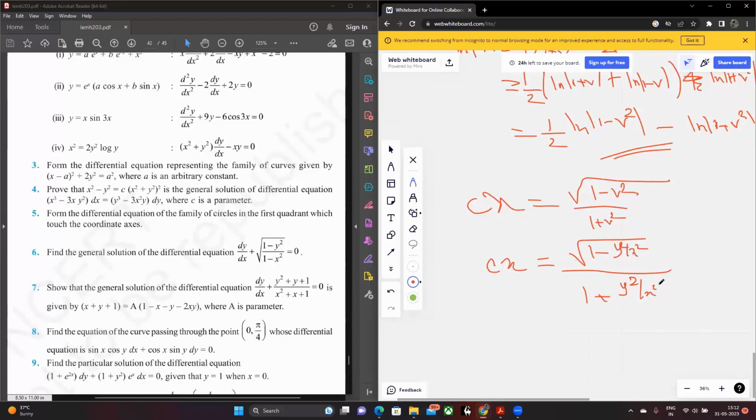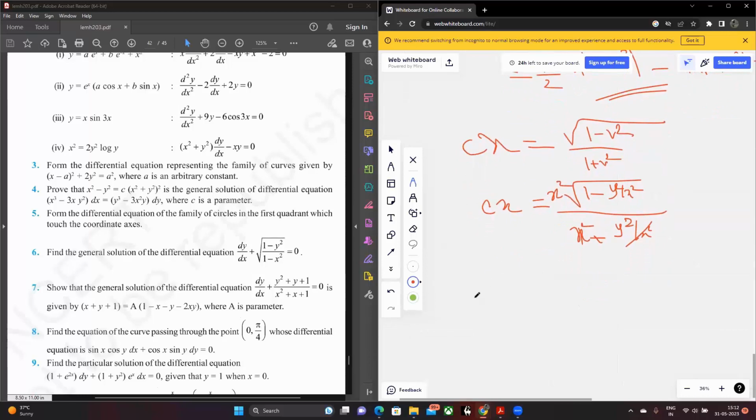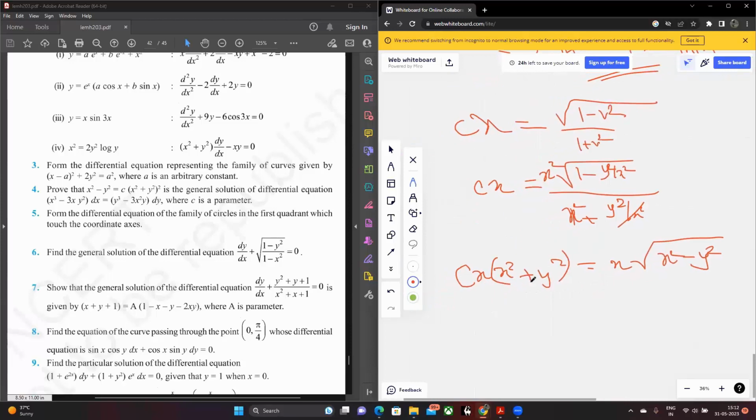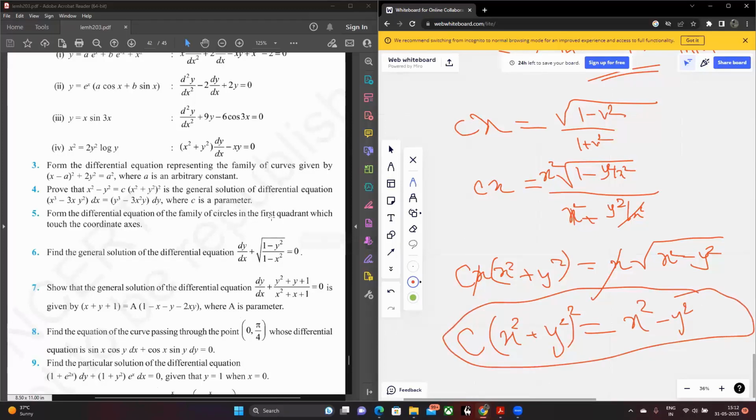rationalizing this basically, this is going to be x squared plus y squared, and over here you multiply by x squared, right? And so you basically have cx times x squared plus y squared equaling x times square root of x squared minus y squared, or this x and this x cancels out, of course. And so you basically have c squared, that is also another constant c, times x squared plus y squared, the whole square, equaling x squared minus y squared. And that is the given solution, right?